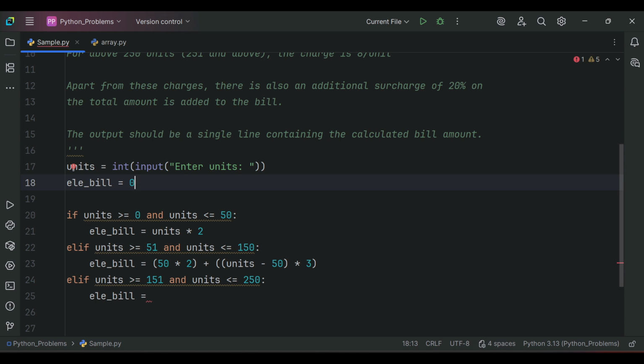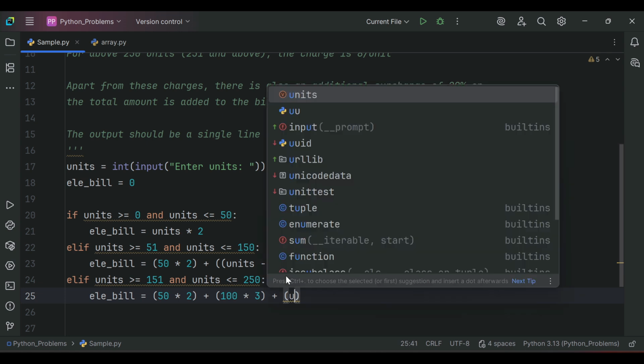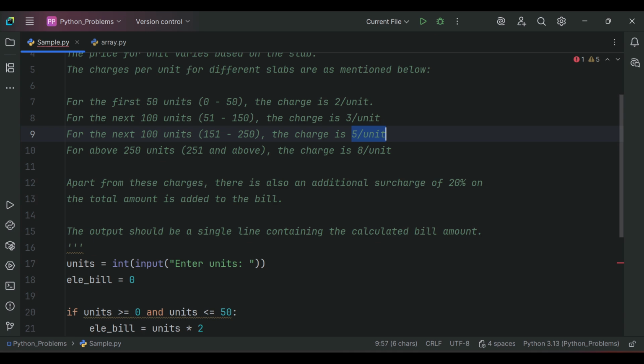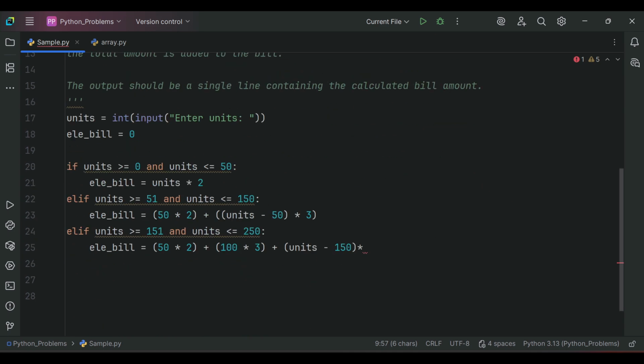Now see the electricity bill: first 50 units, 50 into 2, plus the next 100 units, 100 into 3. For the remaining units, units minus 150, into the charge above 150, which is 5 rupees. That's why here you write 5 rupees. I hope you understand up to here.